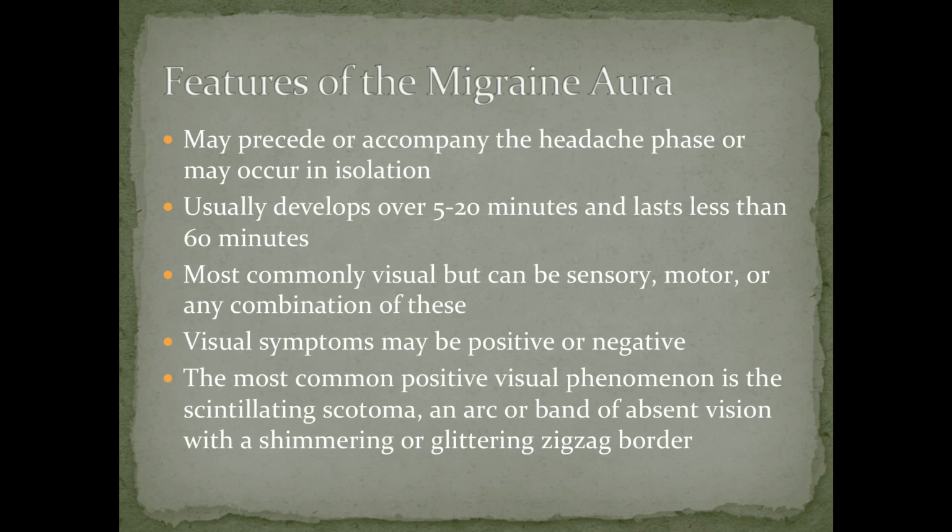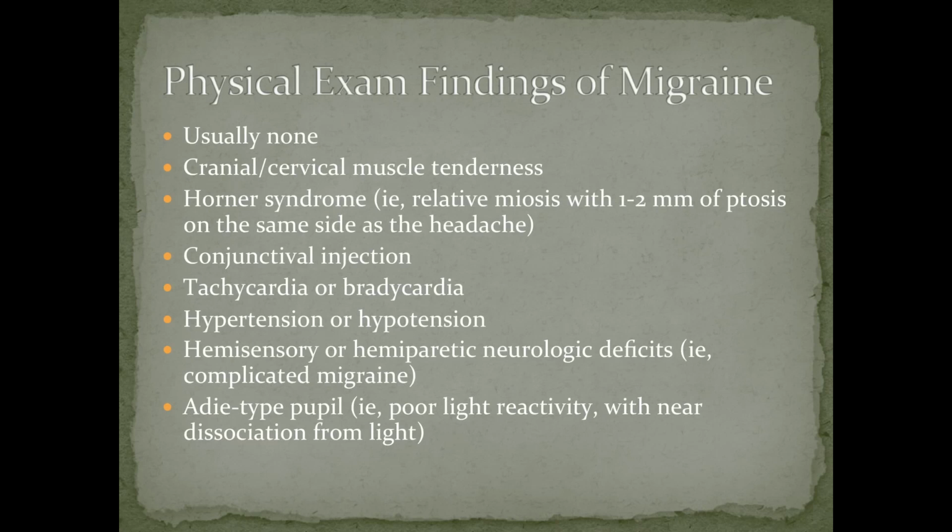Features of the aura that precede the headache could come 5 or 20 minutes before. They can last less than an hour, or they can last longer than that. You can have motor, sensory, or visual symptoms. The most common one that people classically describe is scintillating scotoma, which is a glittering zigzag in the vision. I'll show a picture of what people describe later.